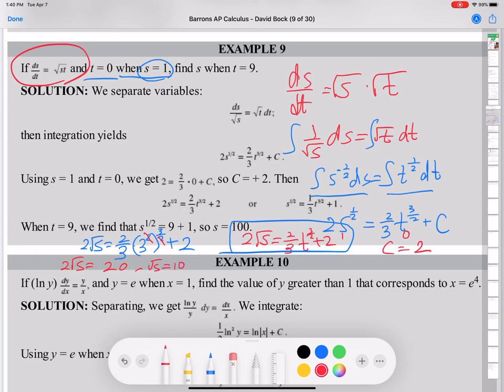That means s equals what? S equals 100. That's the final answer. I found the s when t equals 9.